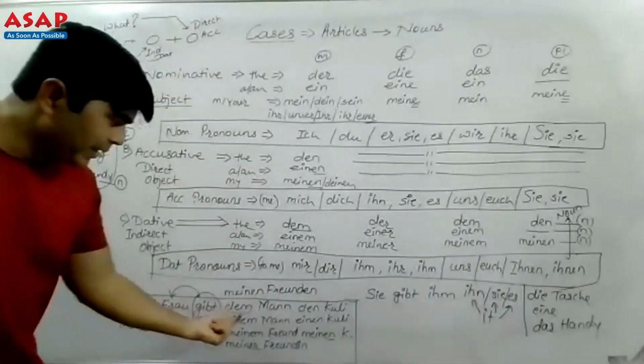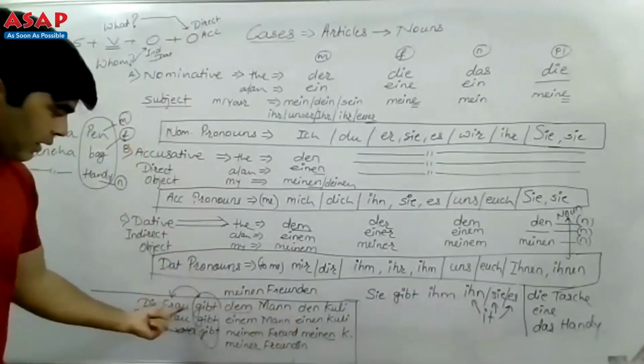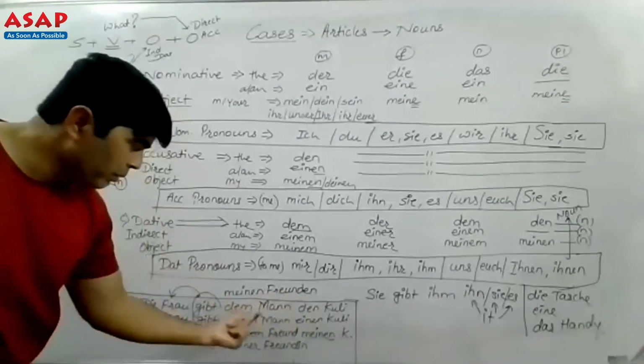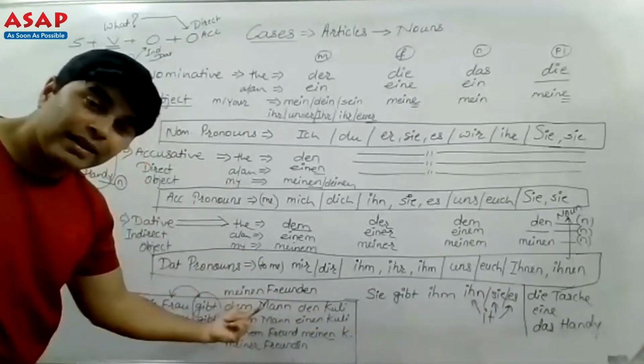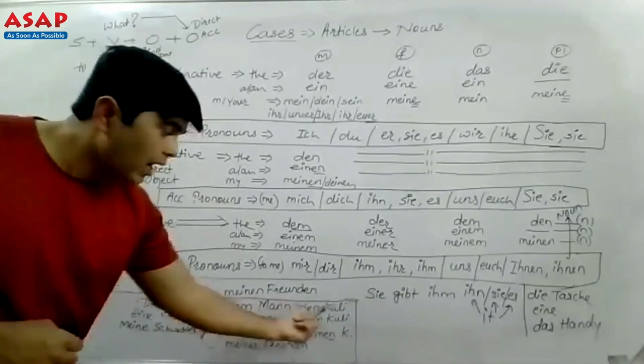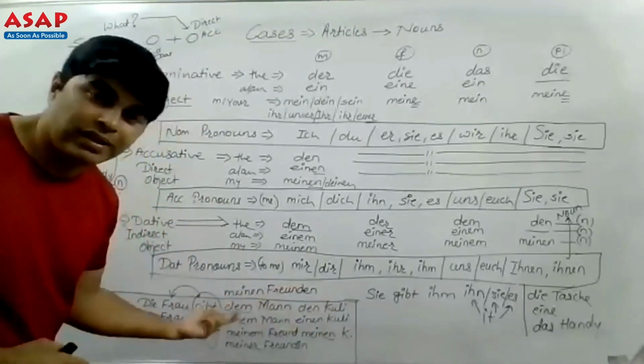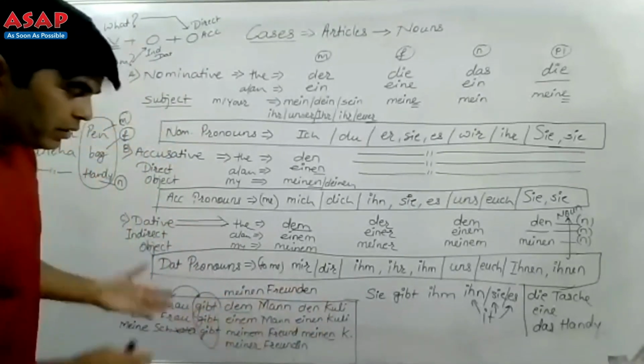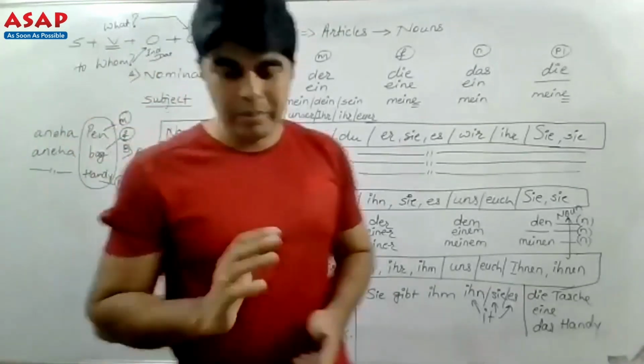Right? We are taking one example here. Die Frau gibt dem Mann den Kuli. Means the woman is giving the pen to the man. To the man is dative, who is receiving; the pen is the accusative object. Got it? Yes. Okay. So now this is the situation mainly.